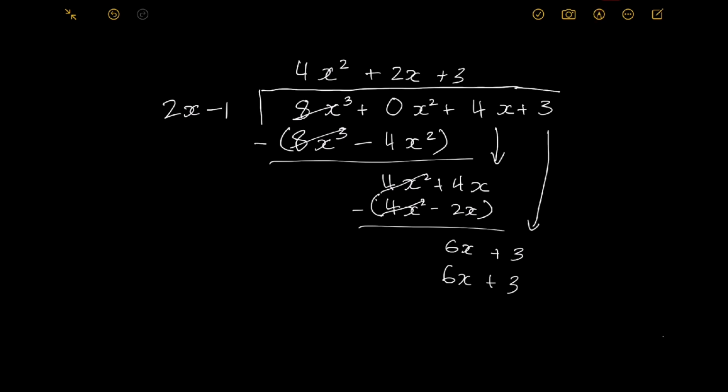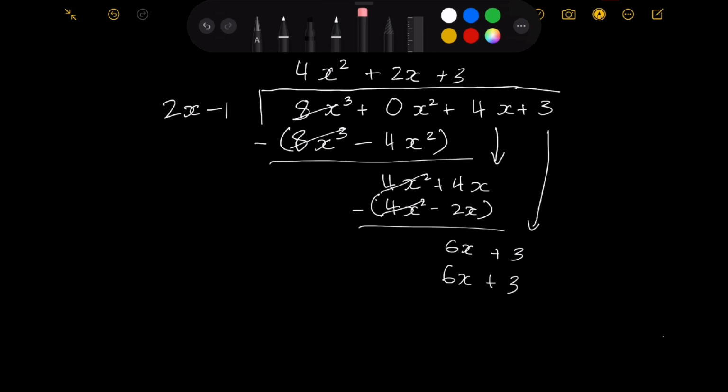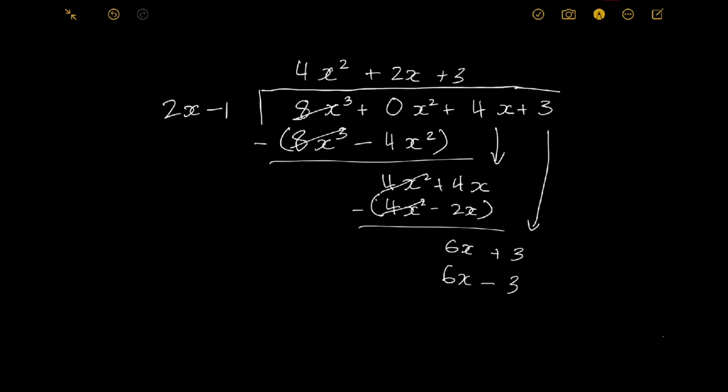Then we subtract the whole equation, and it should be negative 3, so we subtract the whole equation below. We're going to have it as 6. So therefore the answer on top is Q(x), and the bottom one is the remainder, which is R(x). Then write it down: R(x) equal to 6, and Q(x) equal to 4x squared plus 2x plus 3.